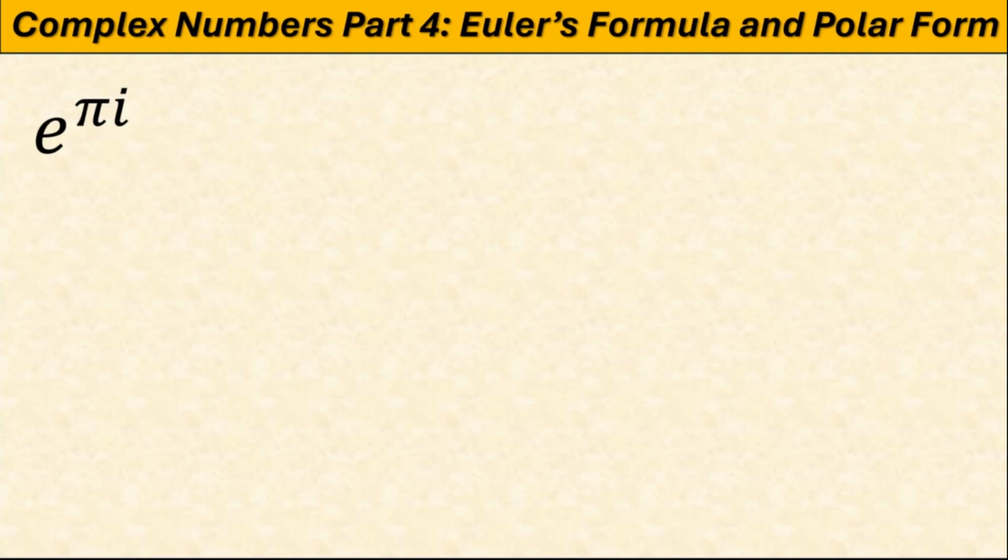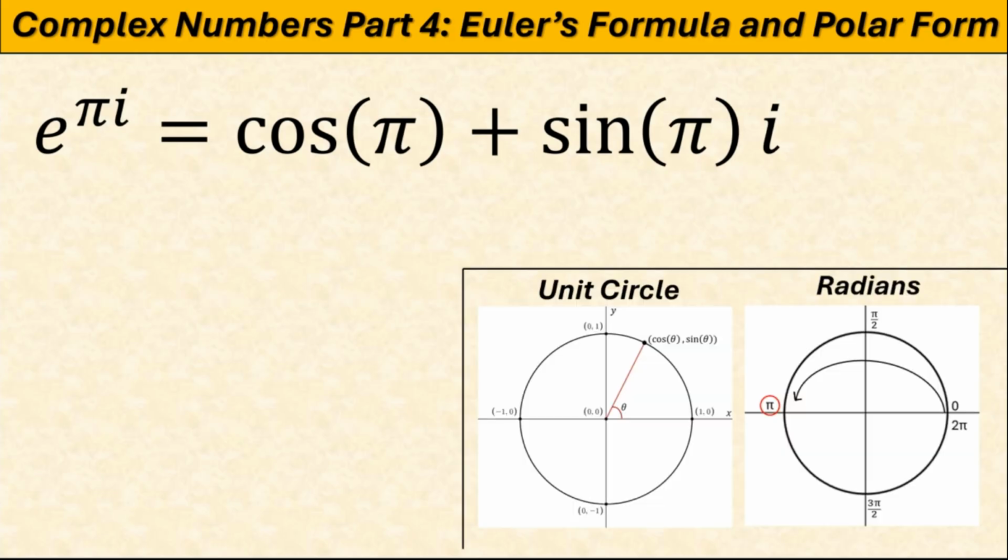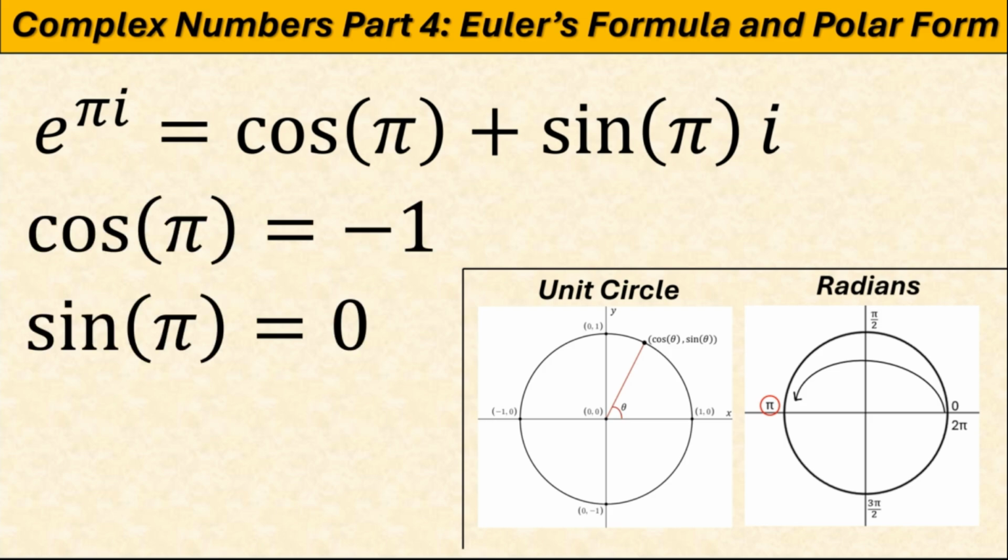The next topic I'll go into is an interesting example of Euler's formula coming into use. Expanding e to the pi i using Euler's formula gives the cosine of pi plus the sine of pi times i. And remembering that we're working in radians and that the cosine and sine functions deal with the x and y coordinates of the unit circle, we can see that the cosine of pi is -1 and the sine of pi is 0.